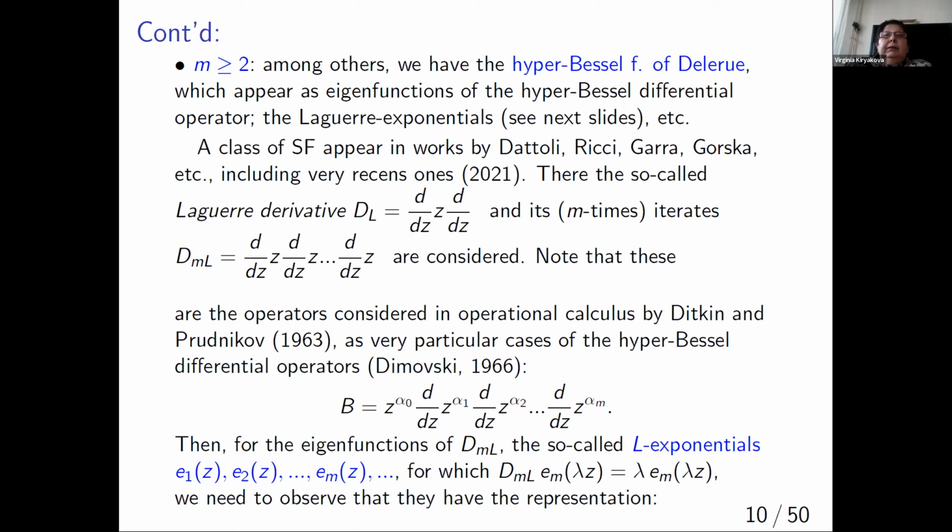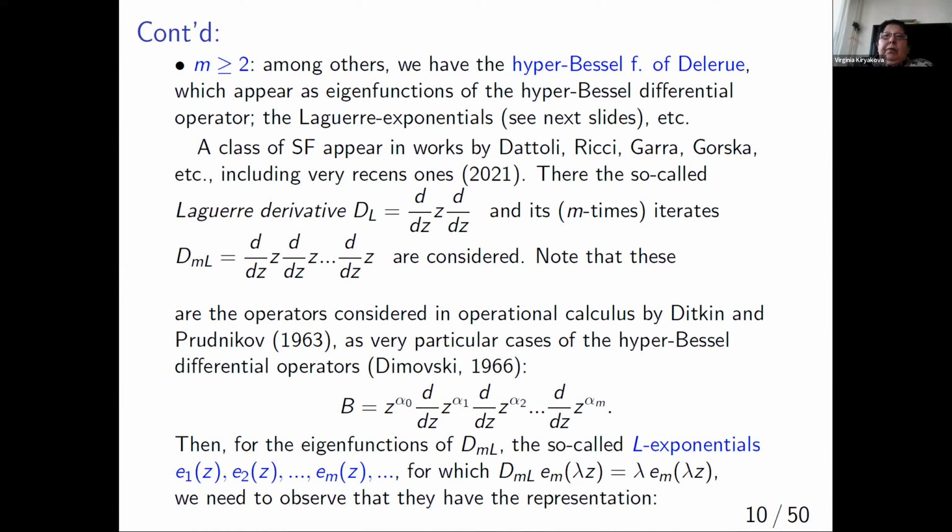About Laguerre exponentials, let us note that in several works by Dattoli, Ricci, Gawronski, Górska, and so on, they considered the so-called Laguerre derivative, DL, you see, and it iterates m times, iterates DLm as written here. And you can easily see that these are very special cases of the hyper-Bessel differential operators introduced by Dimovski in 1966, the operator B, and even the iterates of Laguerre derivatives were considered by Ditkin and Prudnikov in 1963 in operational calculus.